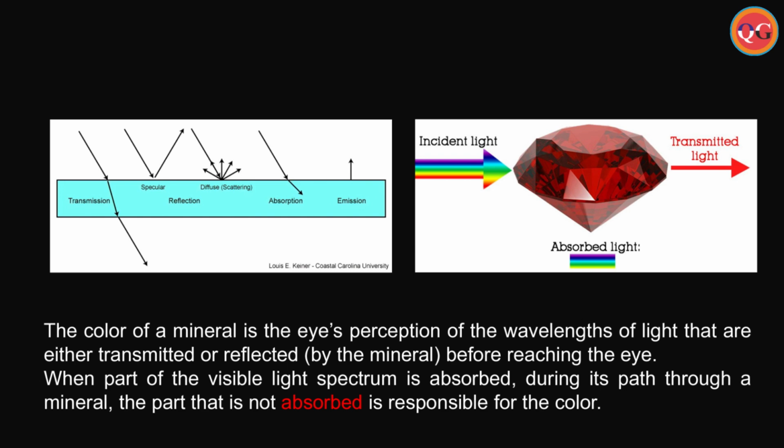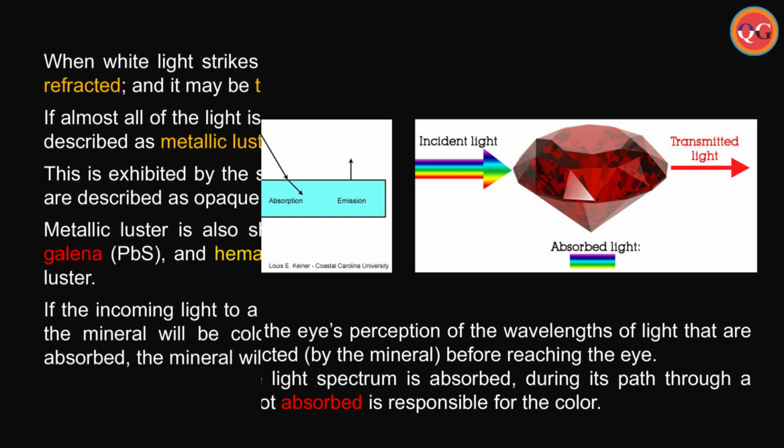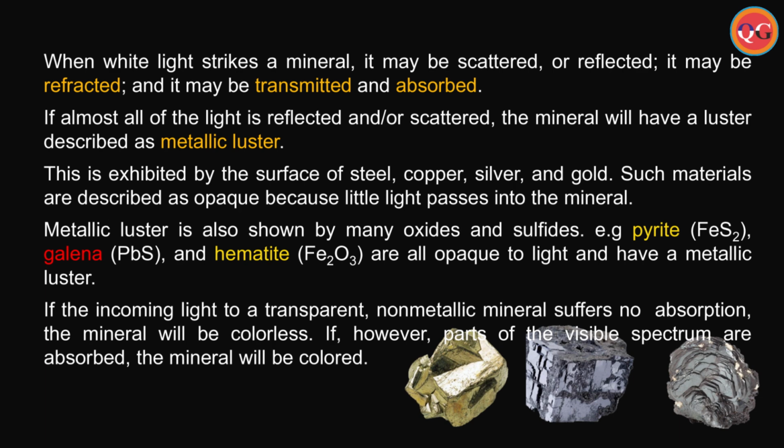The color of a mineral is the eye's perception of the wavelengths of light that are either transmitted or reflected by the mineral before reaching the eye. When part of the visible light spectrum is absorbed during its path through a mineral, the part that is not absorbed is responsible for the color. When white light strikes a mineral, it may be scattered or reflected, it may be refracted, and it may be transmitted and absorbed.